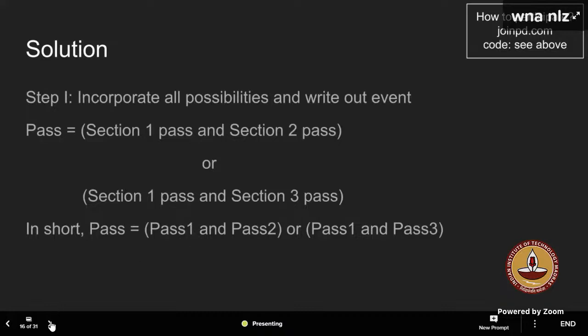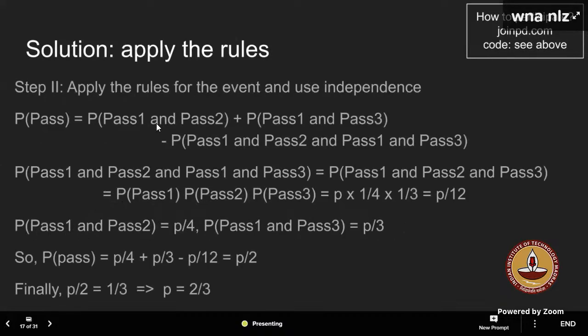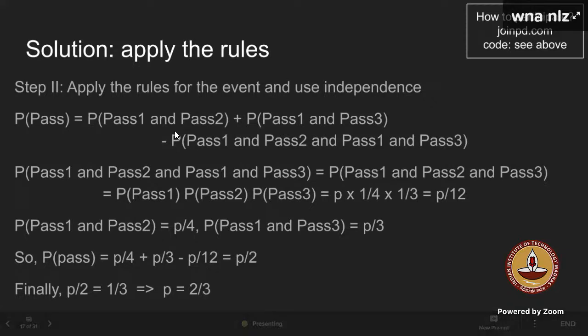No, sir. Okay. Now, when we are writing it as X union Y, what's the formula for any A union B? How do we mention it? It's probability of A plus probability of B minus probability of A intersection B, right?